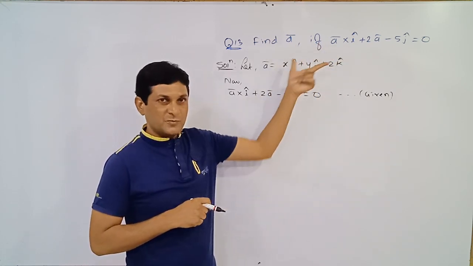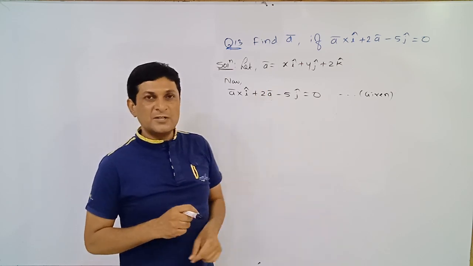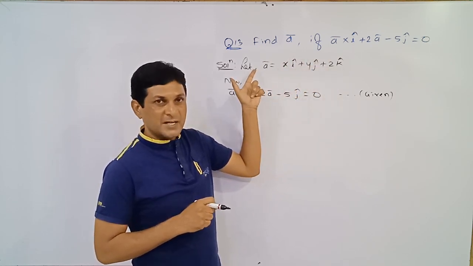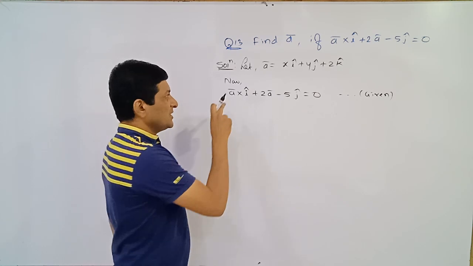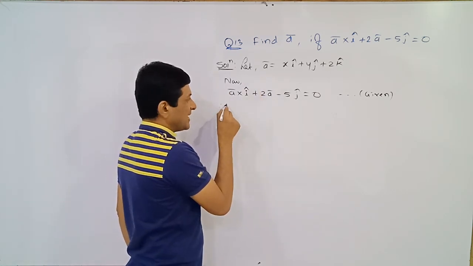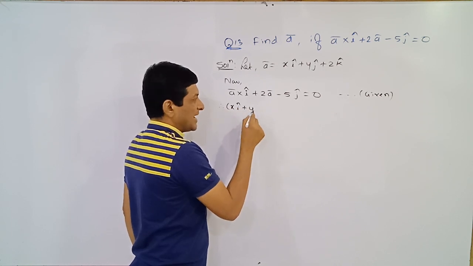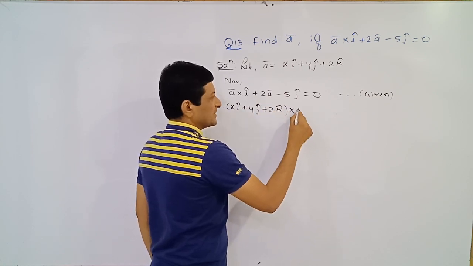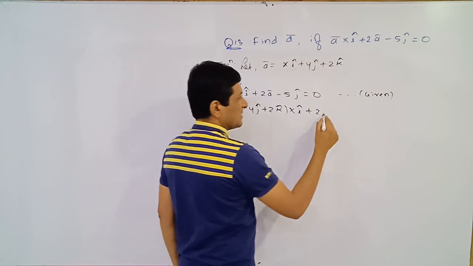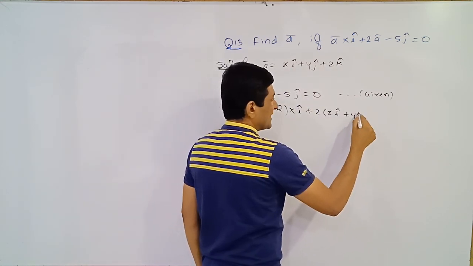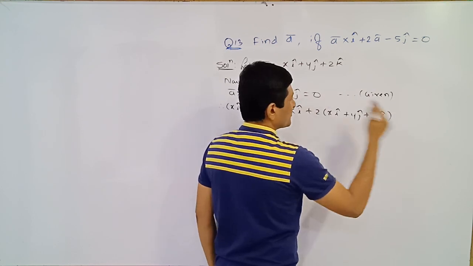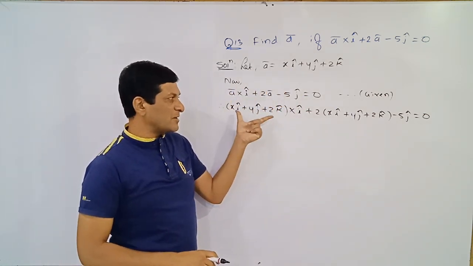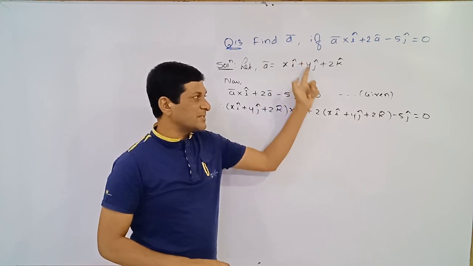So let us use this given condition. We have written the given condition here. Simplifying it, we are trying to find the values of x, y, z. Once the values of x, y, z are known to us, we get the value of a bar. So here I am replacing a bar by its value, x i cap plus y j cap plus z k cap, cross i cap, keep it as it is, plus 2a bar. Again replace a bar by its value, x i cap plus y j cap plus z k cap, and minus 5j cap, keep it as it is. On this side, 0, keep it as it is. Here a bar is replaced by its value, and here also a bar is replaced by the same value.